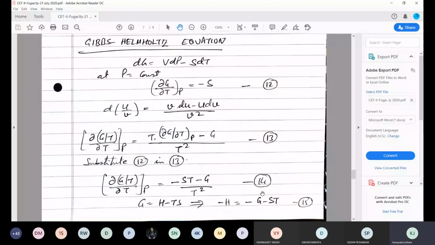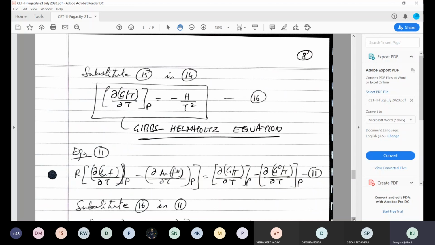ठीक है. And you know G is equal to H minus TS. So minus G minus TS, and this is what? This is like minus H, right? This term in equation 14, we can write as minus H by T square. So what you get is ∂(G/T)/∂T at constant pressure is equal to minus H by T square. This is the Gibbs-Helmholtz equation.